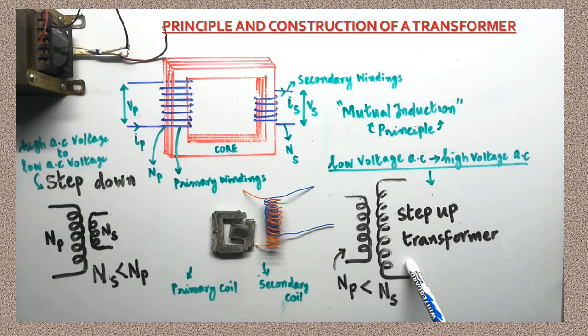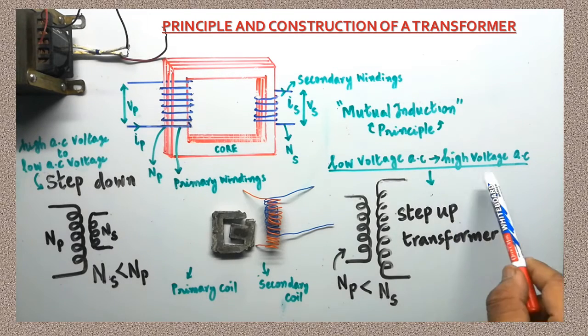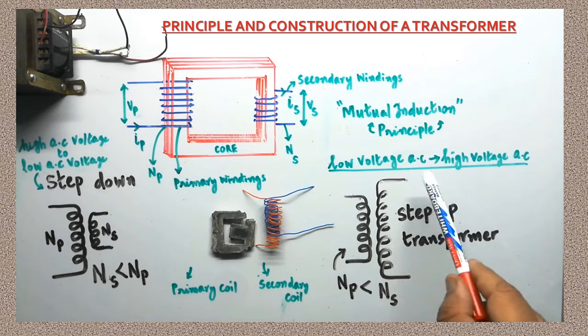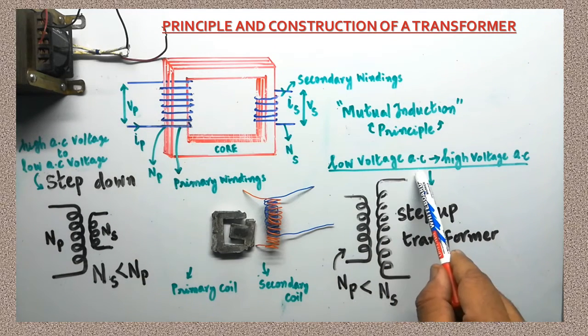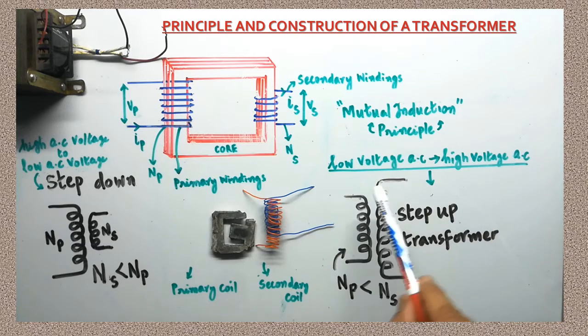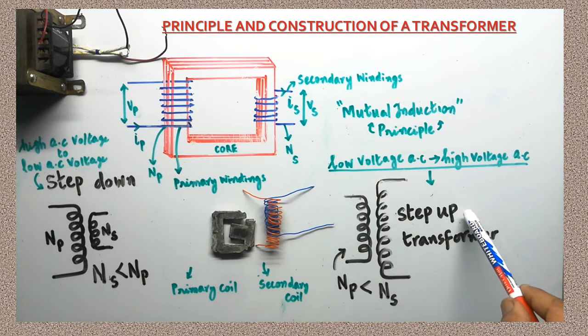Look at the other diagram. The number of turns in the primary is lesser, and the number of turns in the secondary is more. So this kind of transformer is called a step up transformer. What will this step up transformer do? What is the purpose? A step up transformer is used to convert low voltage AC into high voltage AC. Mainly step up transformers are used in power transmission.